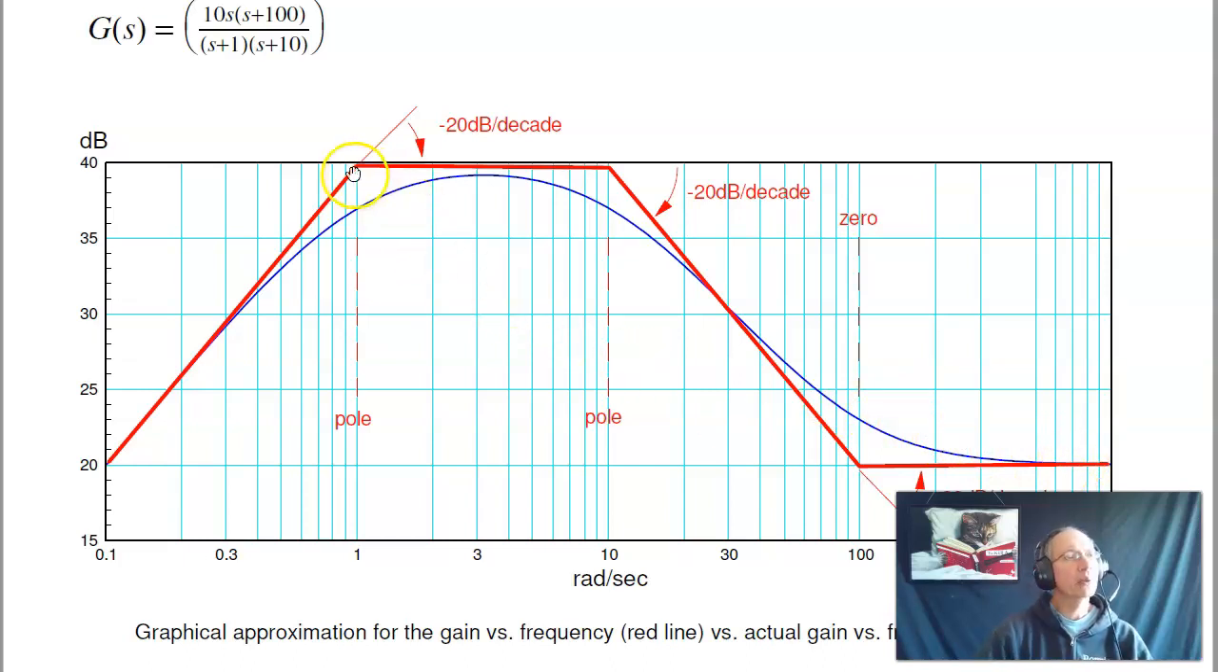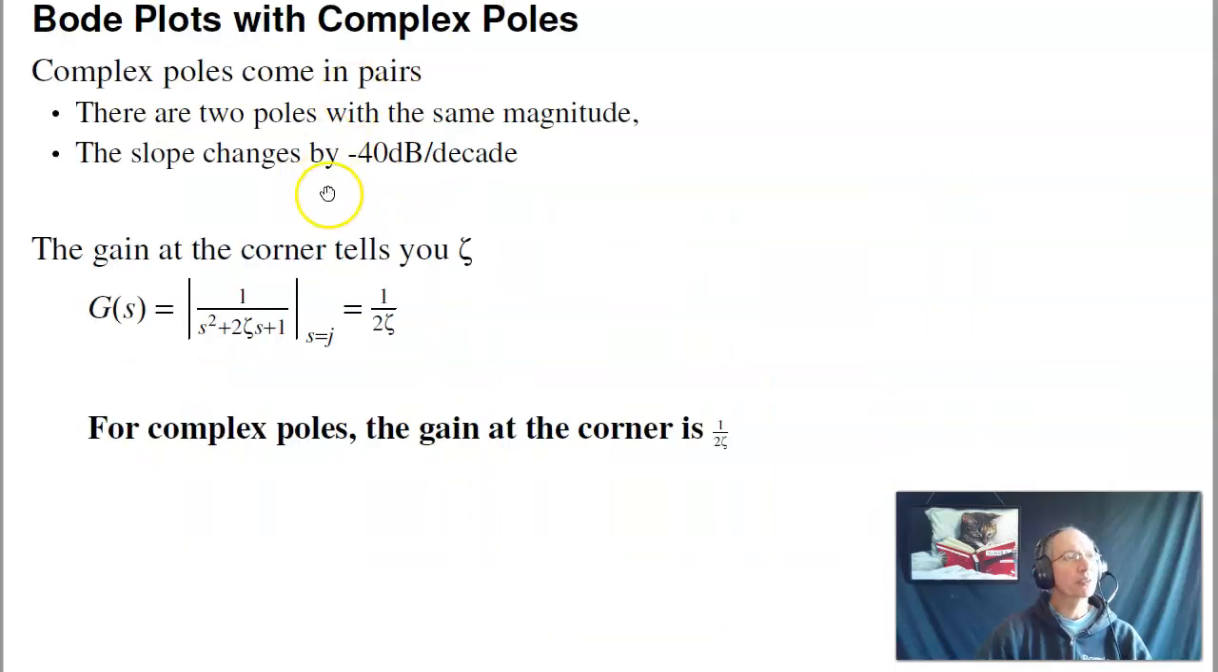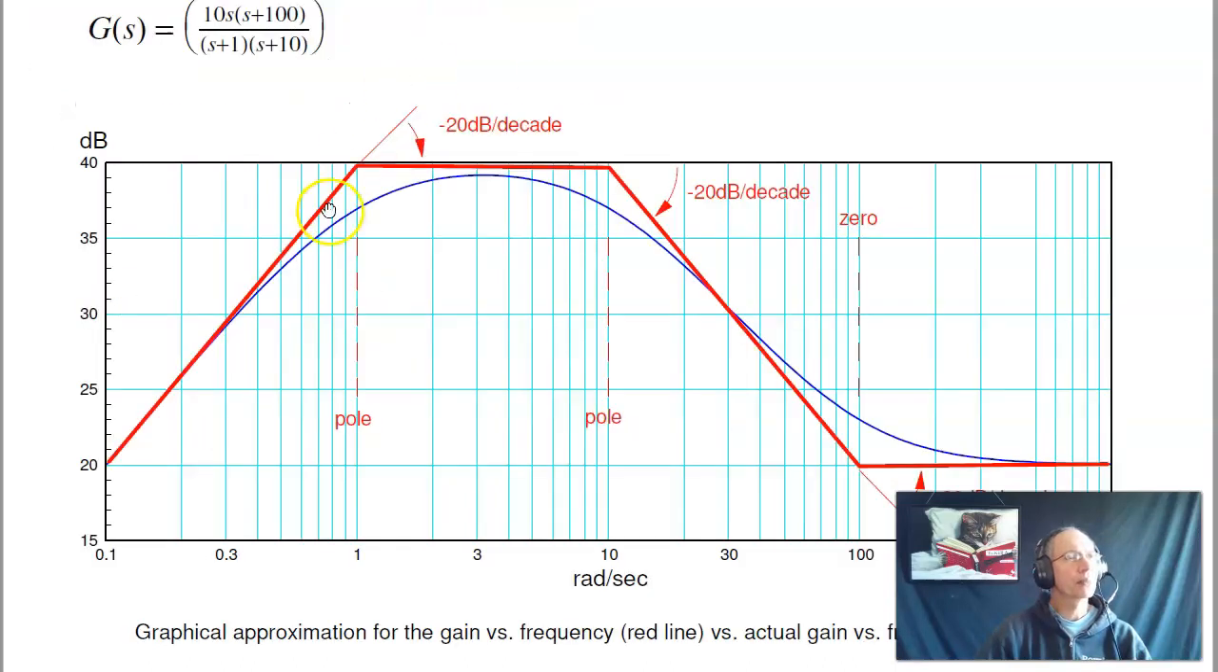At the corners, I'm off by 3 dB. The reason for the 3 dB error is I'm approximating s plus 1 as either 1 or s. So at 1, I'm going to say s plus 1 is 1. It's actually the square root of 2. The magnitude of 1 plus j is square root of 2. Square root of 2 is 3 dB. So I'm off by 3 dB at the corners. If it's a pole, I'm 3 dB down. If it's a 0, I'm 3 dB up.